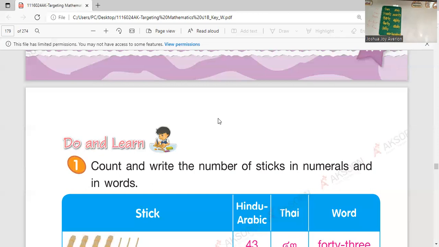Now write 2. What is the spelling of 2? How are you going to write it? Spell 2. T-W-O, 2. Right? Next. What number is that? Faster.